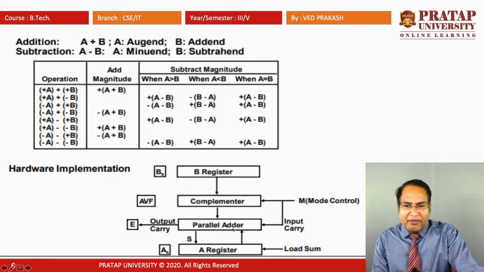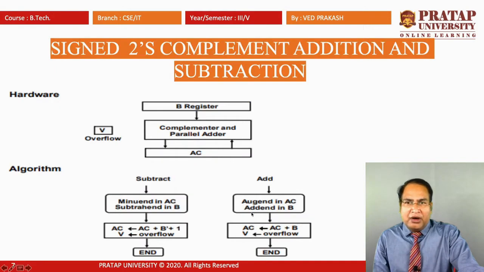So after adding, if an extra carry is generated, that carry is transferred into flip-flop E. This diagram basically denotes the hardware implementation for addition and subtraction. Now our next topic is signed 2's complement addition and subtraction.